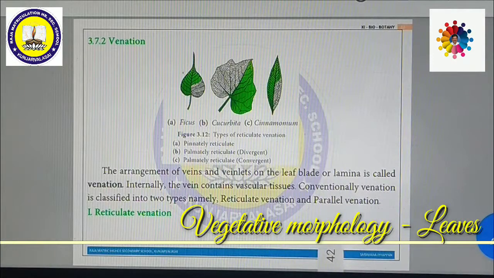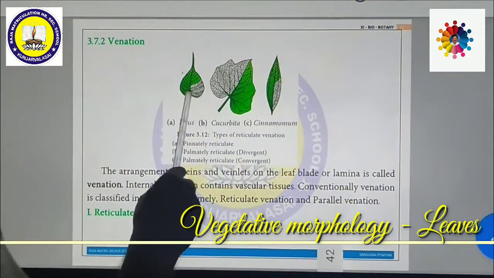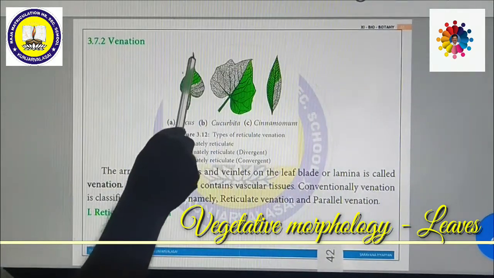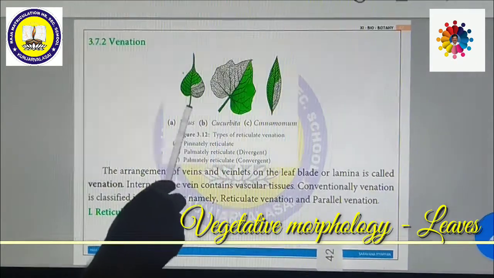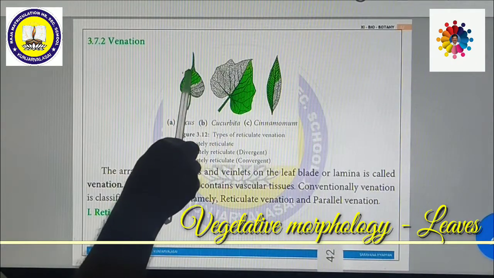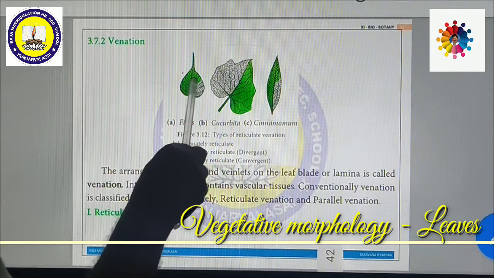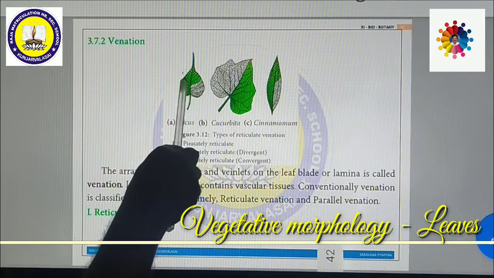Next one is venation. What is venation? The arrangement of veins and veinlets on the leaf is called venation. So look at the picture. So this is the leaf, this is the petiole, this is the lamina or leaf blade. This is the main axis, that means midrib. The main vein is called midrib. It is having branches. This is a veinlet.